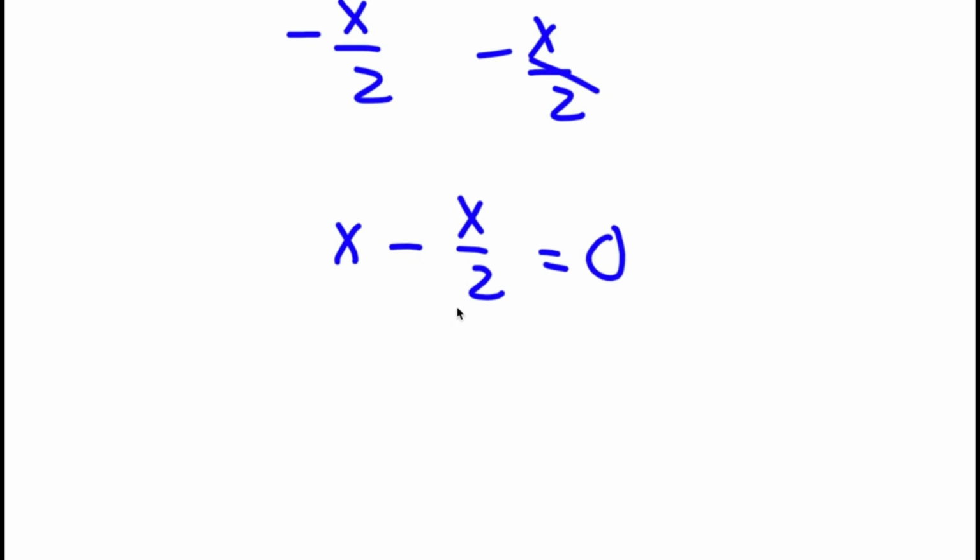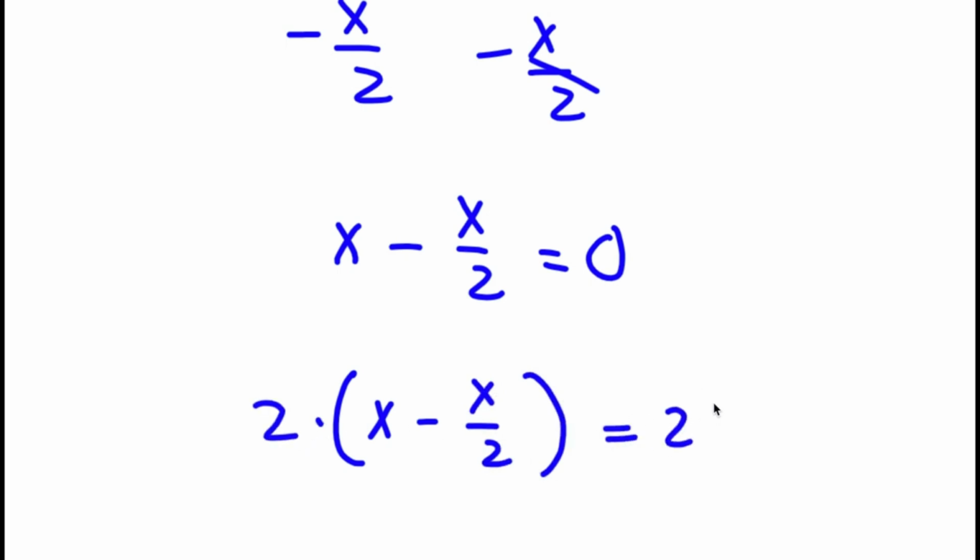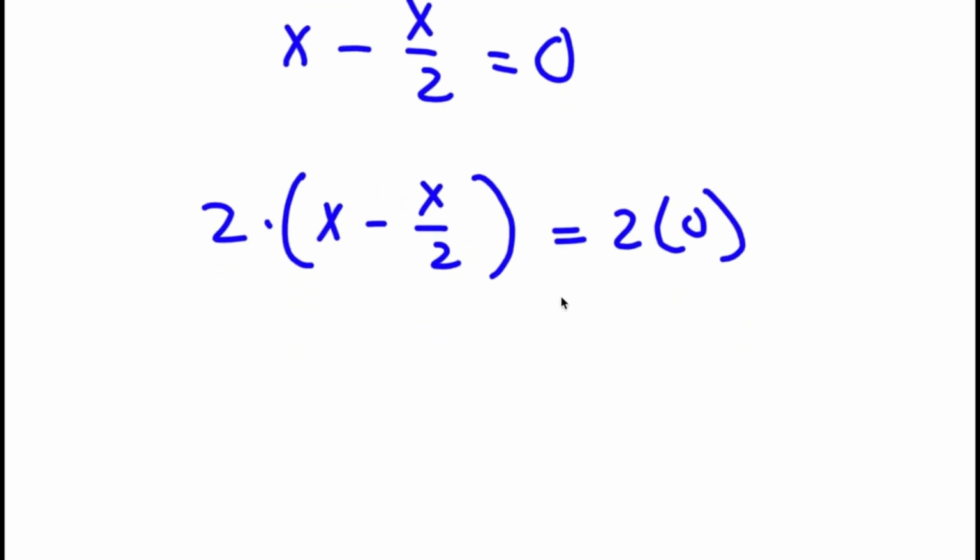Now I'm going to multiply both sides by 2. So now I have 2 times x minus x over 2 is equal to 2 times 0. So for 2 times x minus x over 2, I'm simply going to distribute the 2 to all terms in my parentheses here. So first off, 2 times x is simply equal to 2x, and 2 times negative x over 2, the 2's simply cancel out, so I'll be left with negative x.